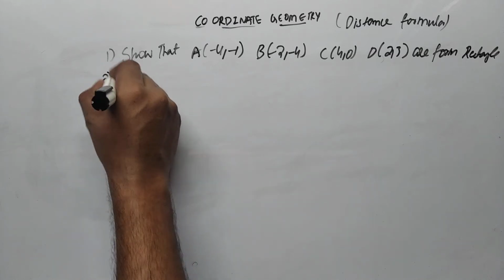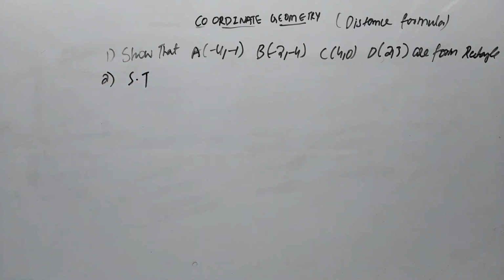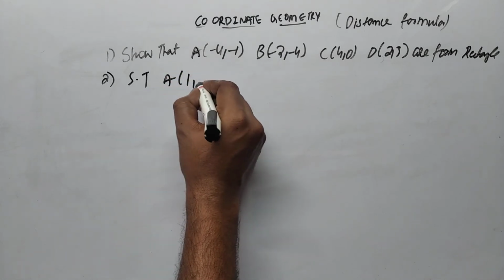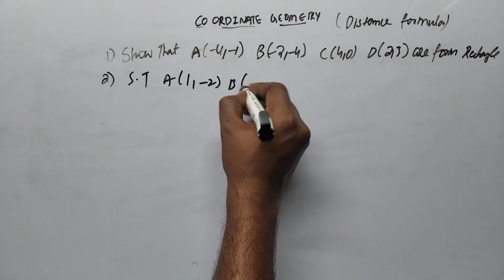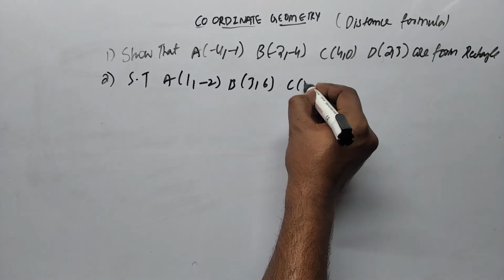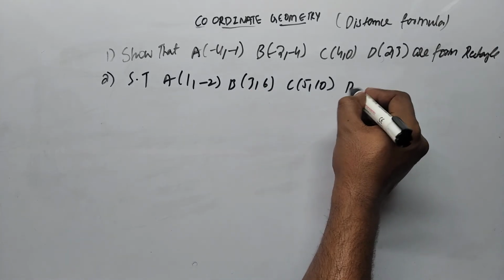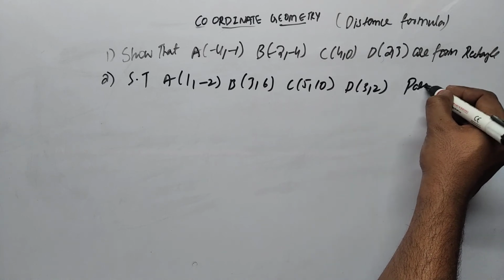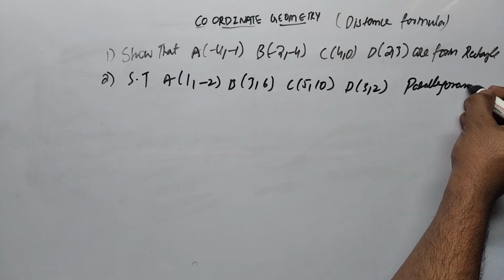You have a second question. You need to show that these points form a parallelogram. I'm writing the question: A is (1, -2), B is (3, 6), C is (5, 10), D is (3, 2). You need to show that they form a parallelogram.